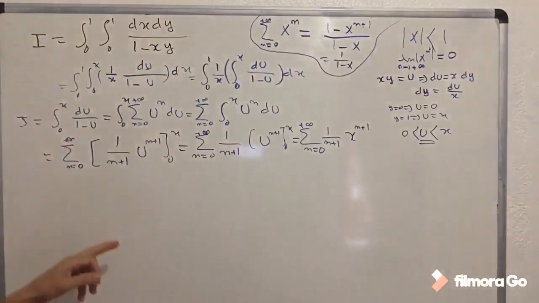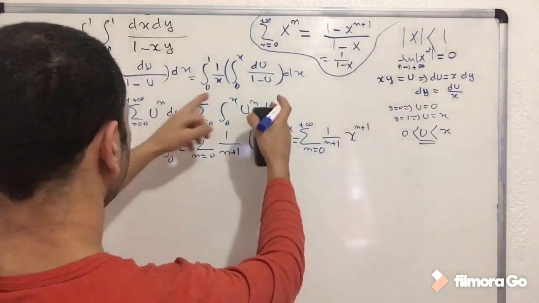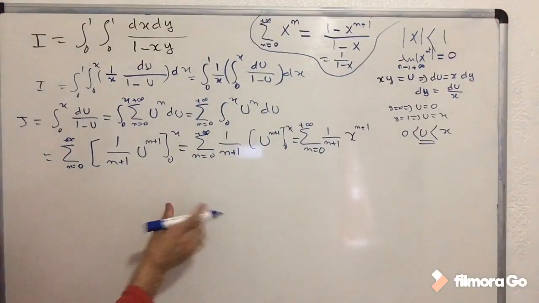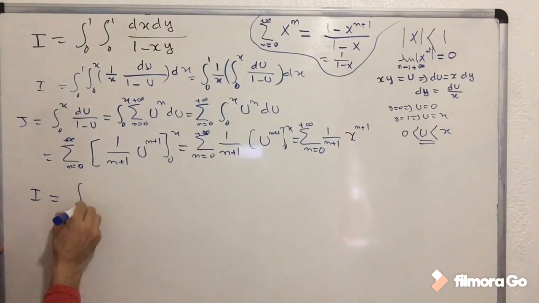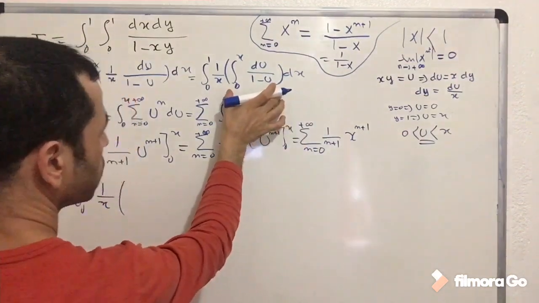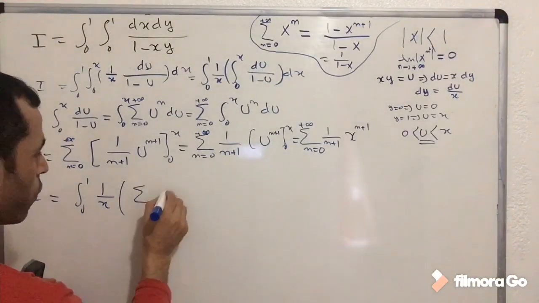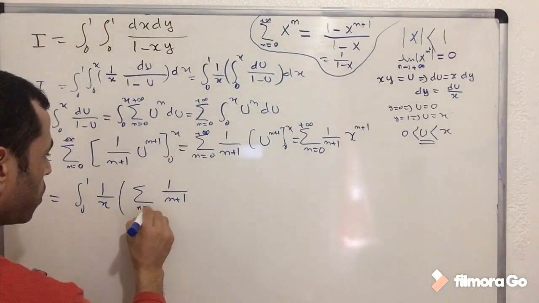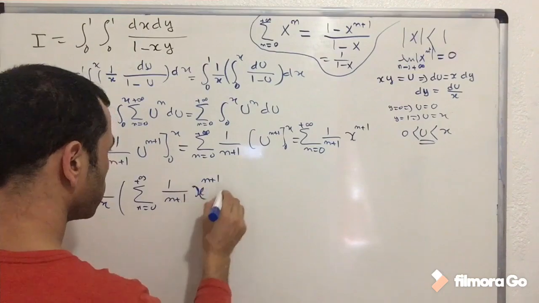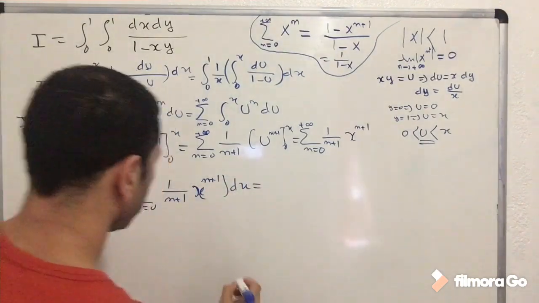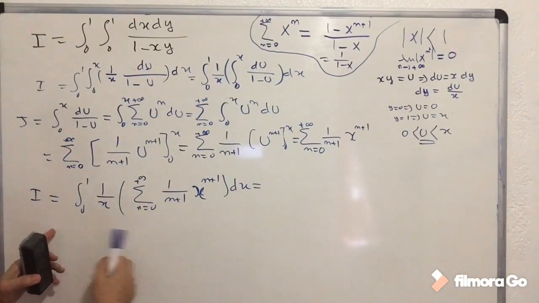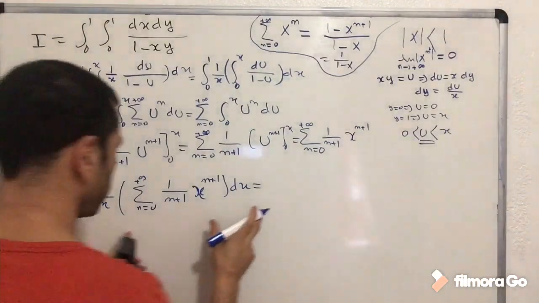This one we're going to replace here, what we have in our integral I. So let's do it now. Our integral I becomes the integral from 0 to 1 of 1 over x. I'm going to put this one exactly here as is: the sum from n equals 0 to infinity of x to the power of n plus 1, dx. We always have the integral of dx here. So we're going to take this one outside as a constant, out of the integral.